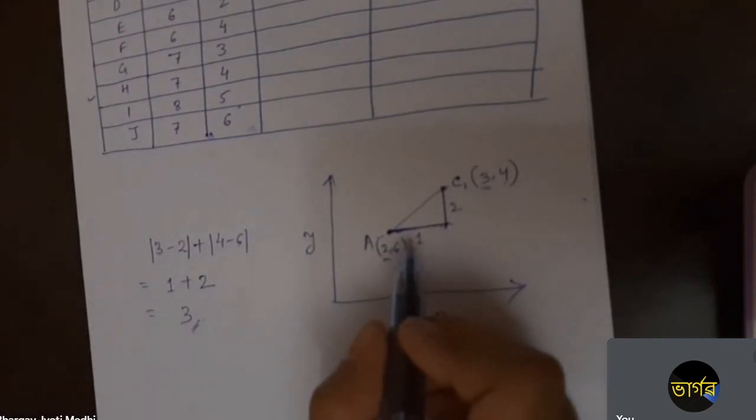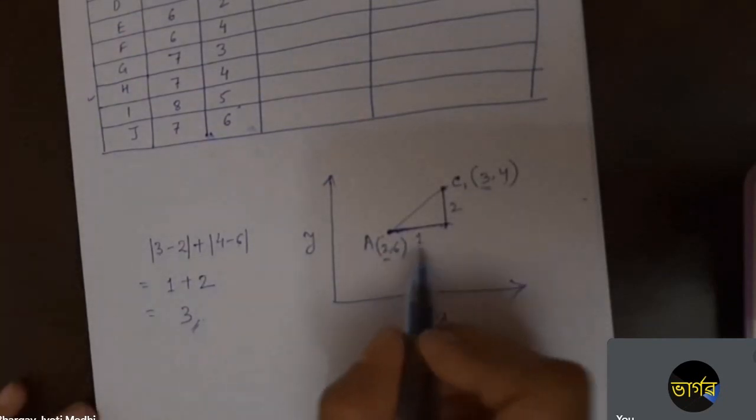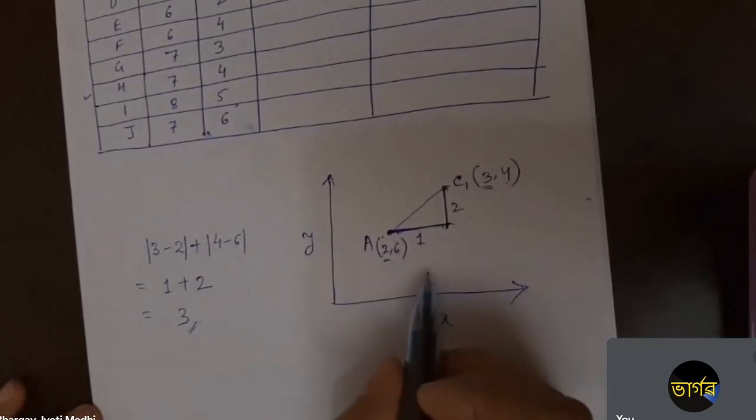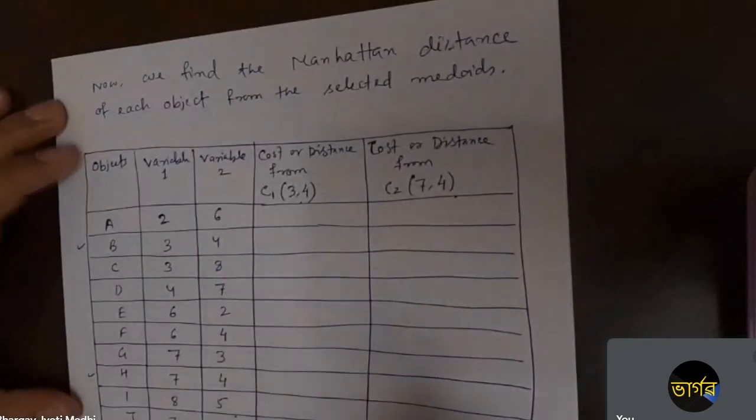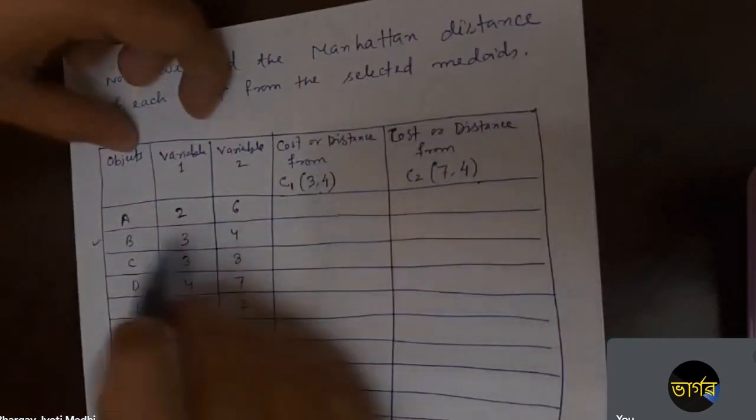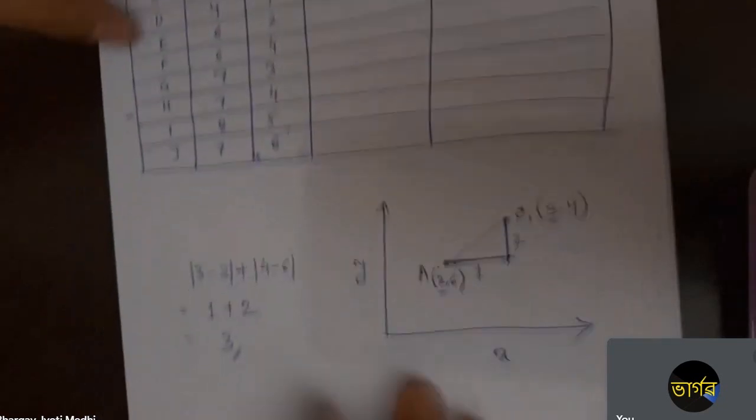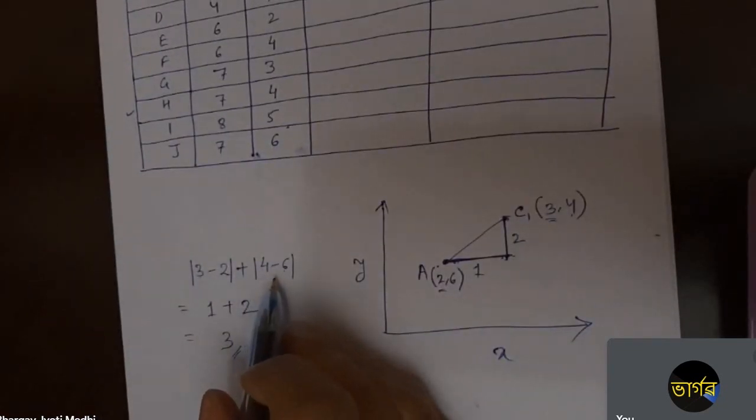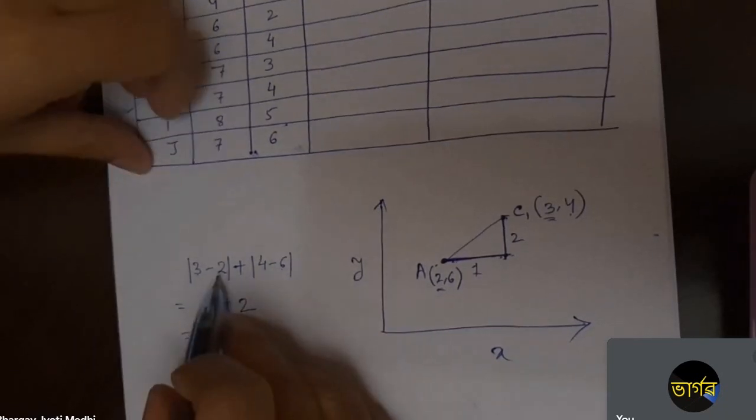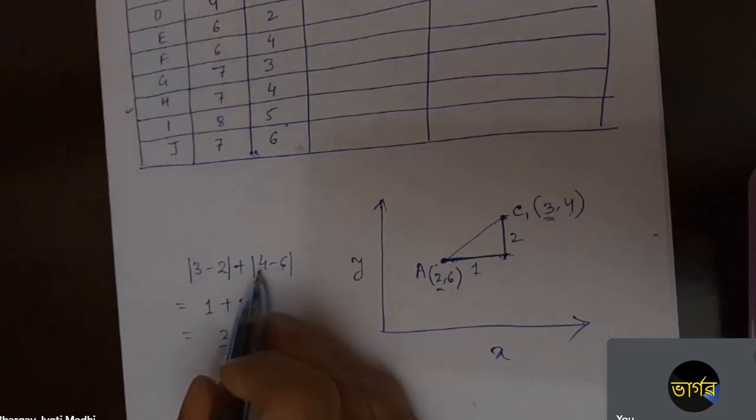Sir, it is not minus, right? Not minus, meaning take the positive value. And you can say it this way: subtract the smaller from the larger, 3 minus 2 plus 6 minus 4, just the difference. X coordinate difference, Y coordinate difference. So for 2, 6 and 3, 4, we have already found that the difference is 3.